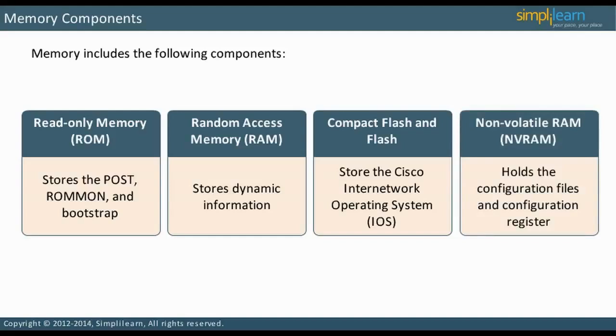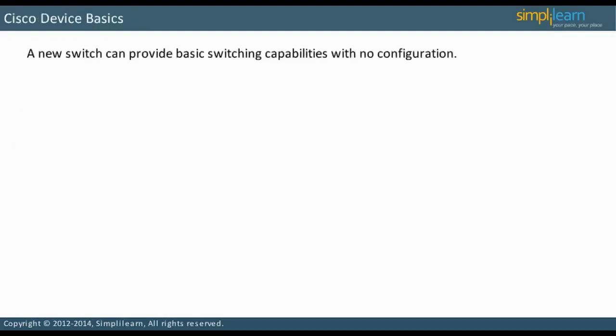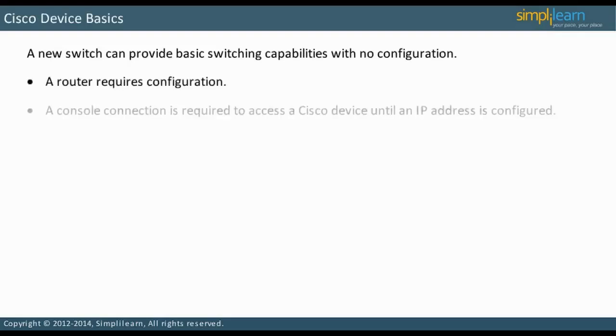In the next slide, let us discuss basics of Cisco device. A new switch can provide basic switching capabilities with no configuration. However, a router requires configuration. Until an IP address is configured, a console connection is required to access a Cisco device. In the following slide, let us discuss a console port.